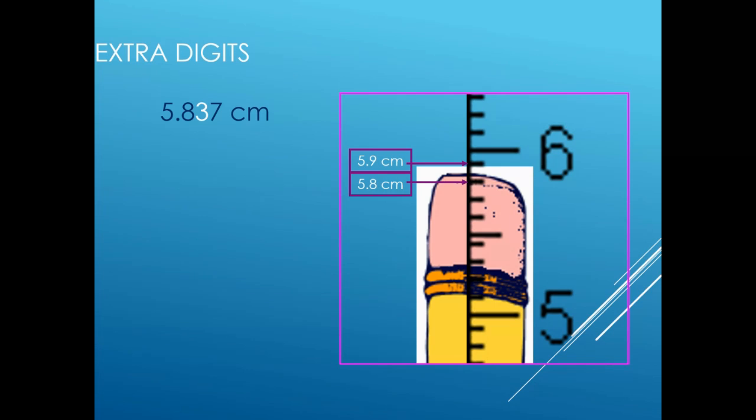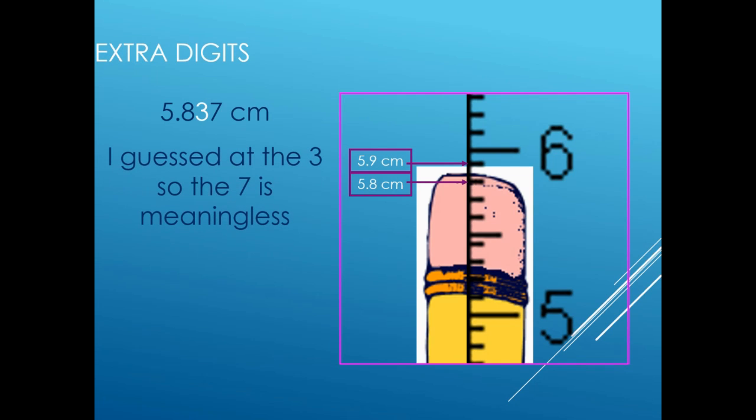What if you were feeling really good about your estimation skills and wanted to tack on another digit? Remember, precision depends on the tools we are using. In this case, our ruler is marked to the 10th of a centimeter. In estimating the 3, I've already guessed at one number. So any other number that we add on to the end is going to be meaningless.